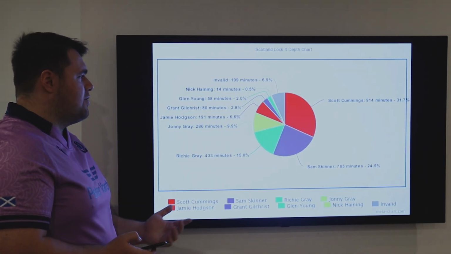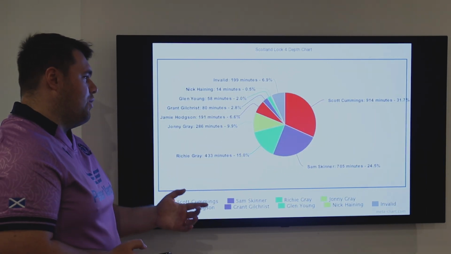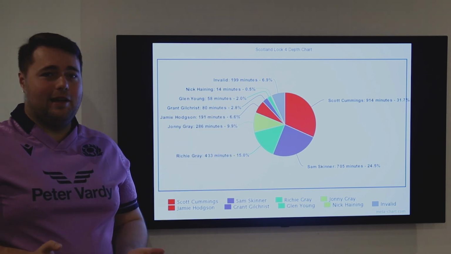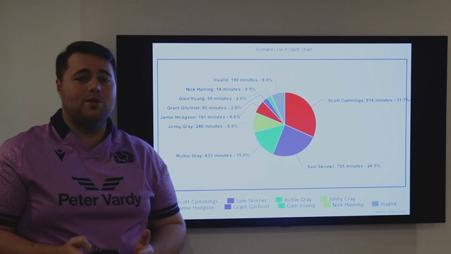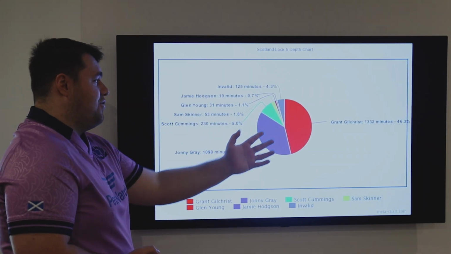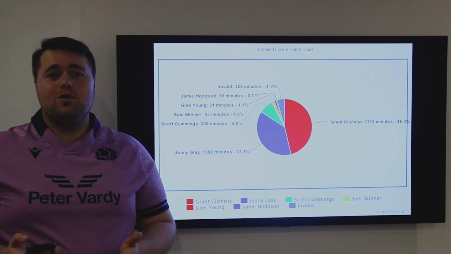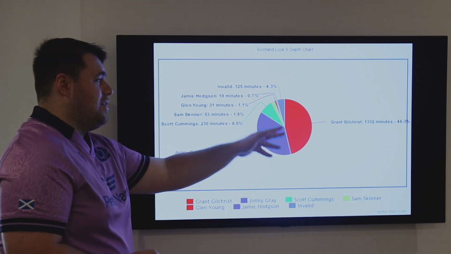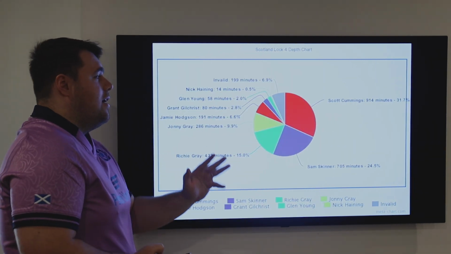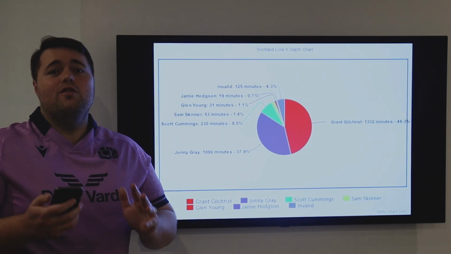As we can see, things are a bit more erratic over at number 4 with the likes of Hodgson, Glenn Young, Nick Haining of all players, and Sam Skinner of course getting some minutes, whereas over at number 5 there's far fewer going to those second and third choice players. So I do think that though this is a bit lopsided, this depth chart here, we've got the number 4 jersey offsetting the number 5 very much.